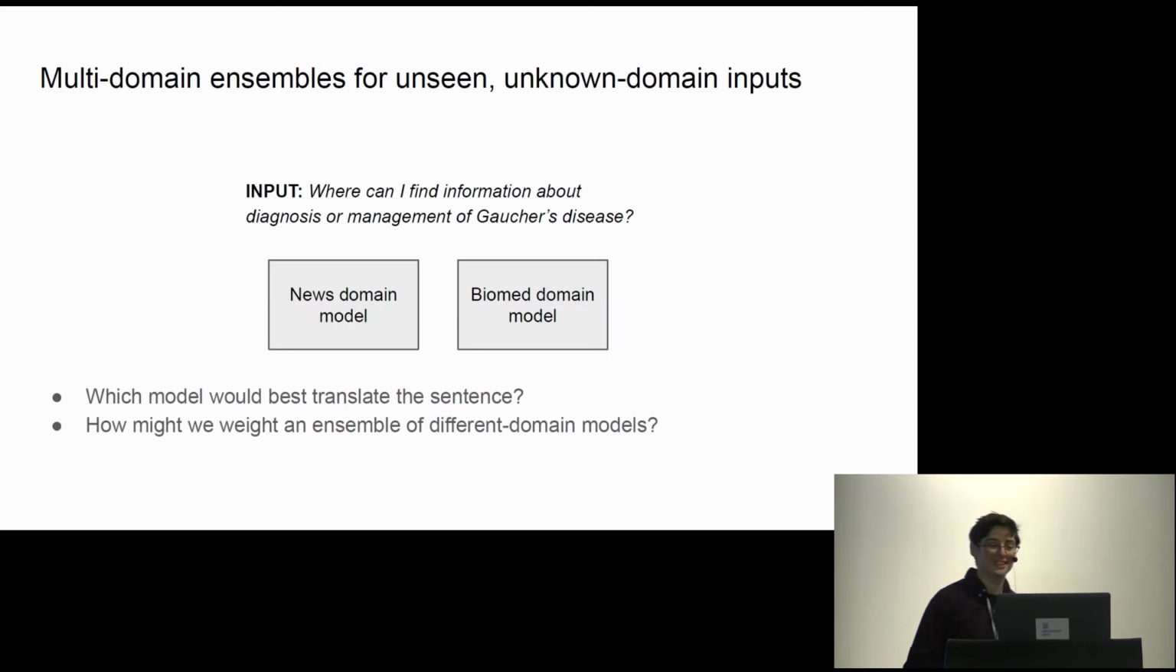I'm now going to change tack a little bit. Let's say that you have, in this example, two domain models, a news domain, a biomed domain. You have an unseen sentence as input, and you might want to know which model would be best to translate it. Or if you have the compute time and you want to use an ensemble, how would you weight that ensemble? What interpolation would you use across the models?